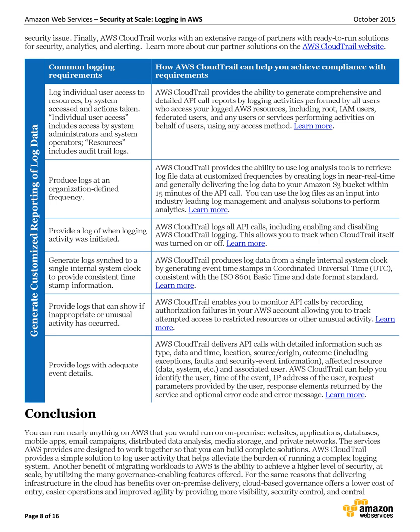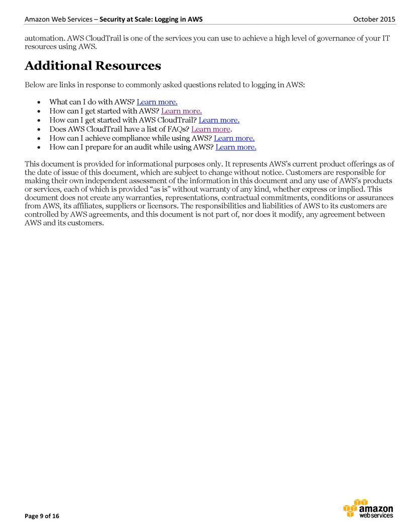Another benefit of migrating workloads to AWS is the ability to achieve a higher level of security, at scale, by utilizing the many governance-enabling features offered. For the same reasons that delivering infrastructure in the cloud has benefits over on-premise delivery, cloud-based governance offers a lower cost of entry, easier operations and improved agility by providing more visibility, security control, and central automation. AWS CloudTrail is one of the services you can use to achieve a high level of governance of your IT resources using AWS.